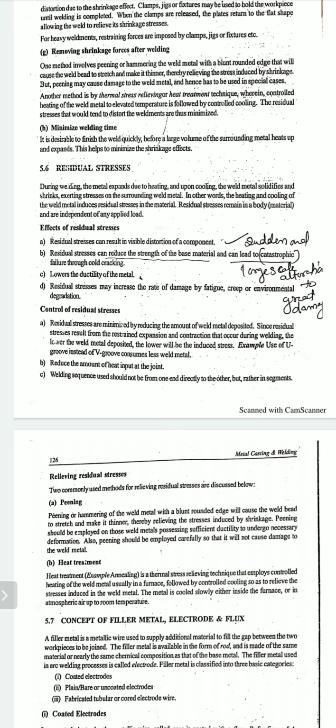So now, how to control the residual stresses? The residual stresses are minimized by reducing the amount of weld metal deposited on the workpiece. So see, how can you reduce the residual stresses? Just by controlling the heat during the welding process, as well as passing fewer passes of an electrode over the work material, since the residual stresses result from the expansion and contractions that occur during welding. Okay, so this is also very important.